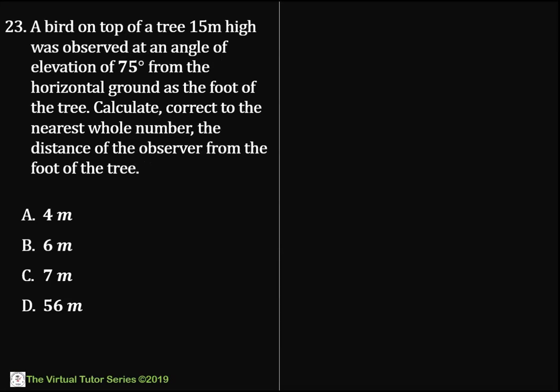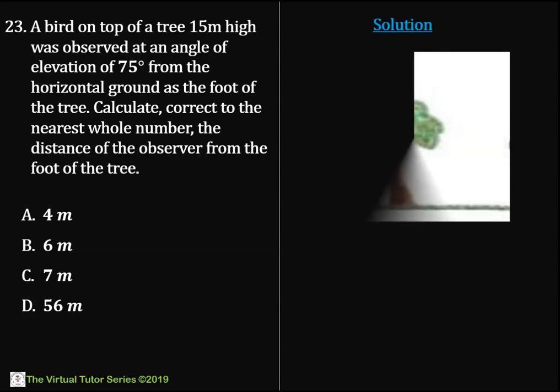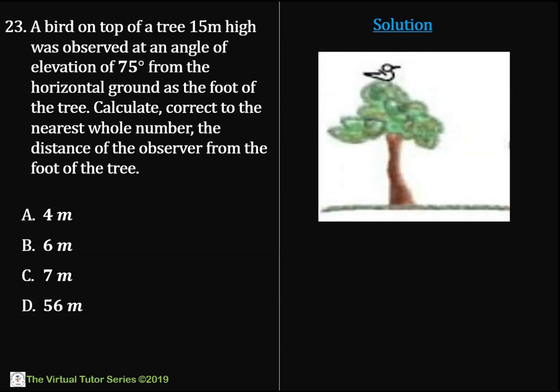Question 23. A bird on top of a tree 50 meters high was observed at an angle of elevation of 75 degrees from the horizontal ground at the foot of the tree. Calculate, correct to the nearest whole number, the distance of the observer from the foot of the tree. Solution. Here is a sketch of our bird sitting comfortably on top of the tree.